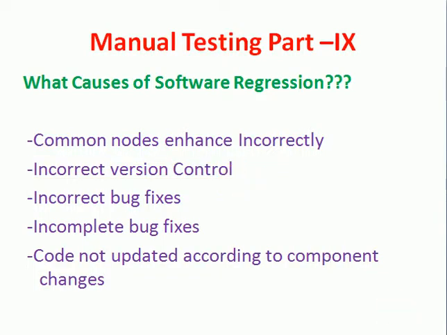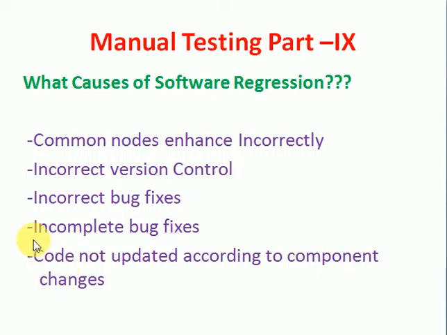Another cause of software regression can be incorrect bug fixes. So the bug is fixed but in an incorrect way, which causes unwanted problems. Or it can be incomplete bug fixes. The bug is fixed in some area but not in each and every area that is required.